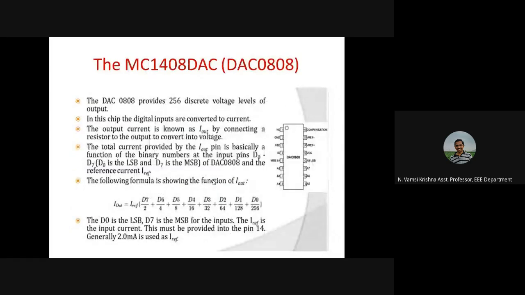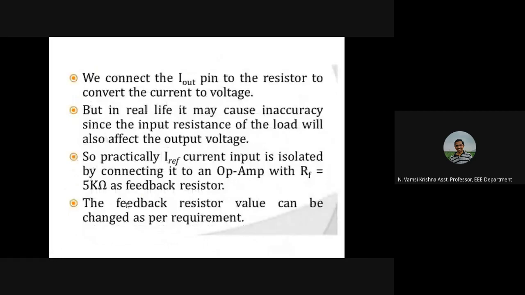In which form is the output available? Output is available in the form of current. The output current will be decided by the status of the bits you are giving. D0 to D7 is the digital data we are giving, and based on the status of these bits, the output will change. The I reference is also in our control, depending on what resistance we connect to VCC. VCC by reference will give the reference current.